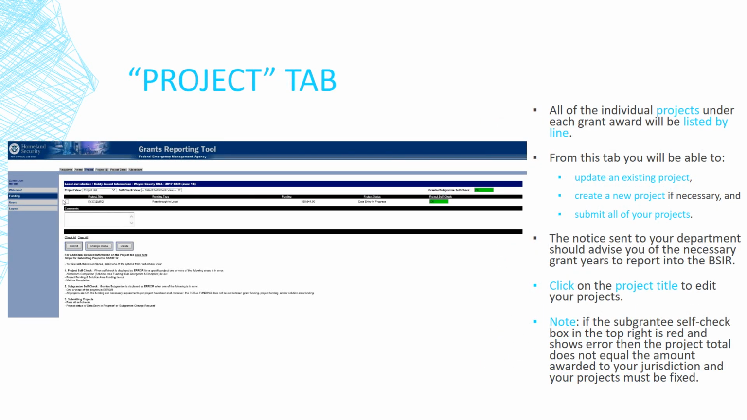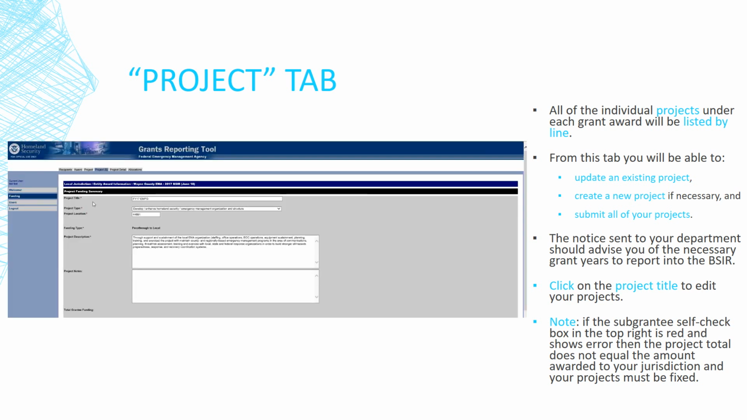Now you are in the Project tab. All of the individual projects under each grant will be listed out by line item here. From this tab, you will be able to update an existing project, create a new project if necessary, and submit all of your projects. The notice sent to your department should advise you of the necessary grant years to report into the BSIR. Click on the project title to edit your projects.